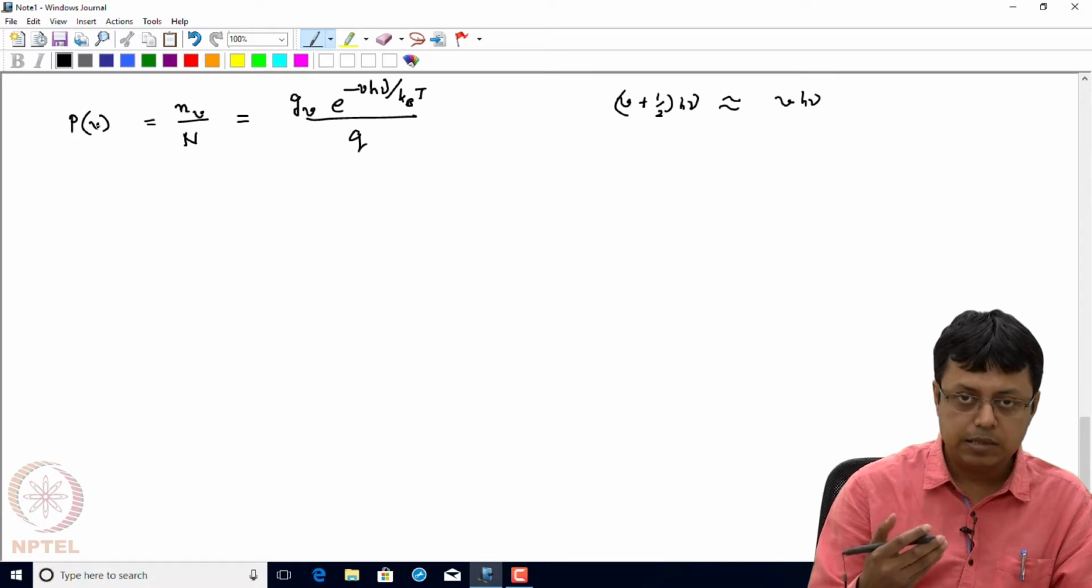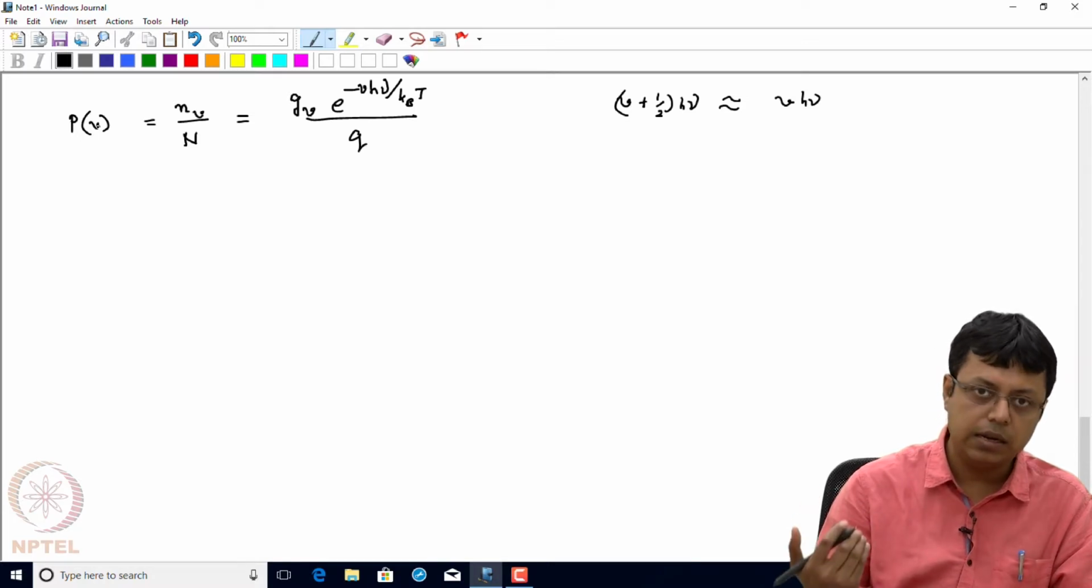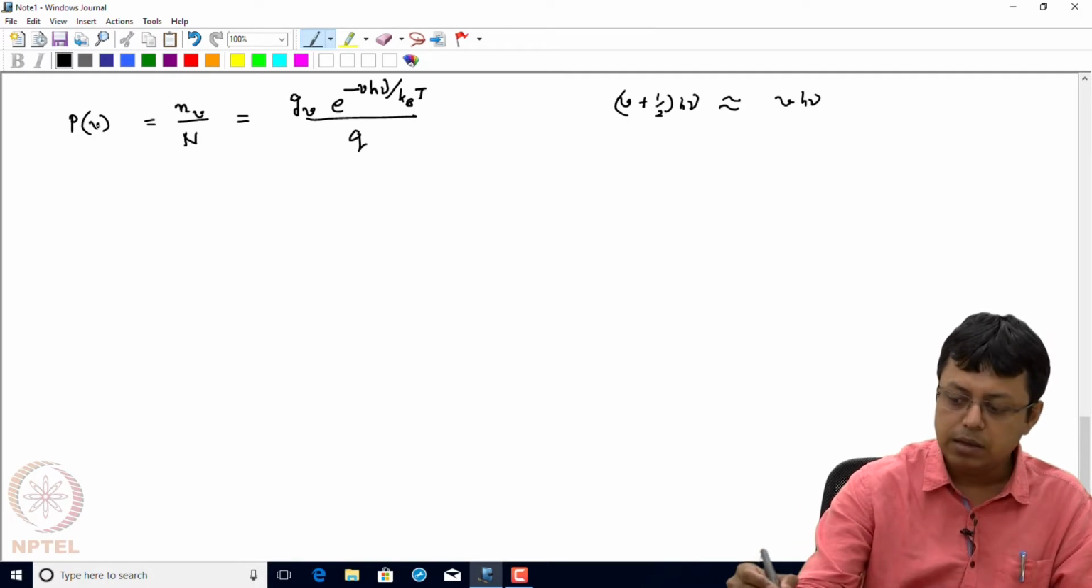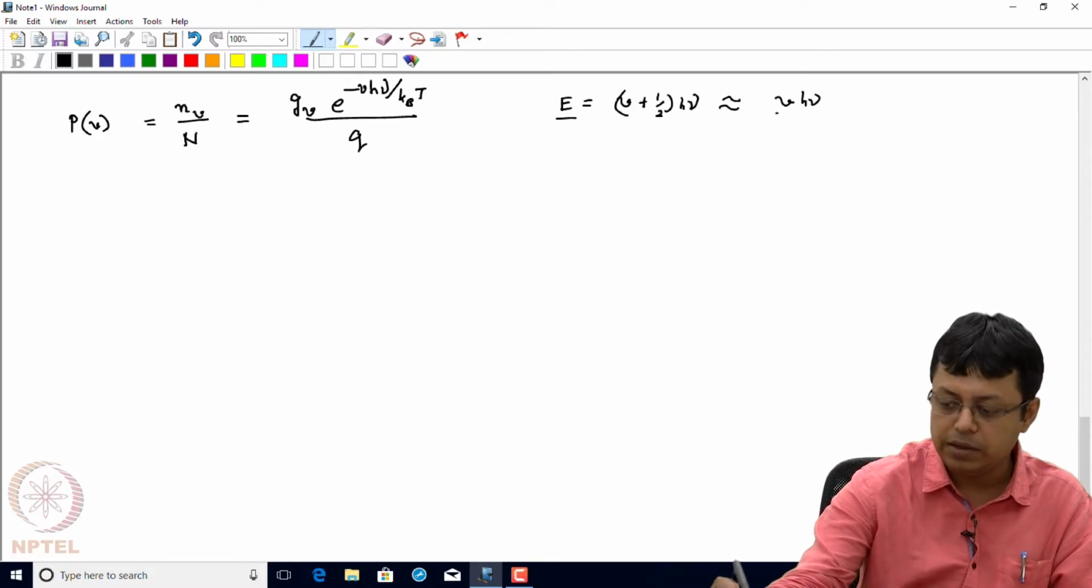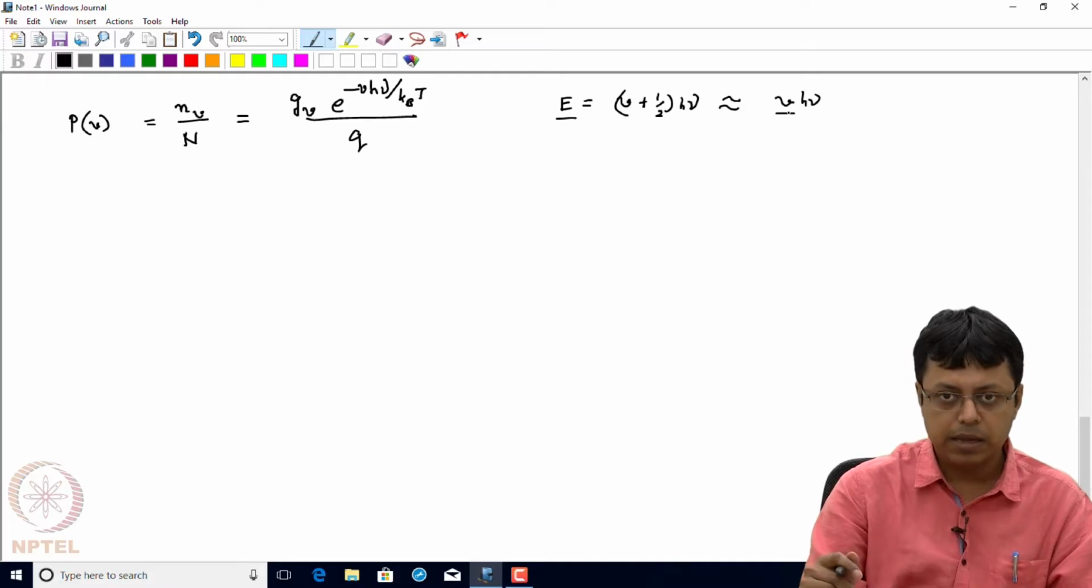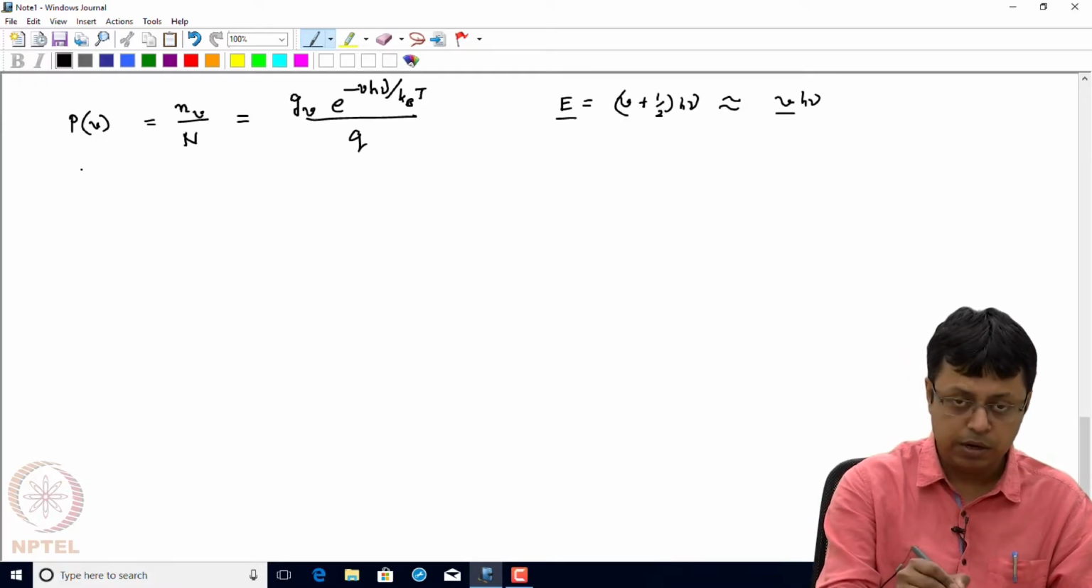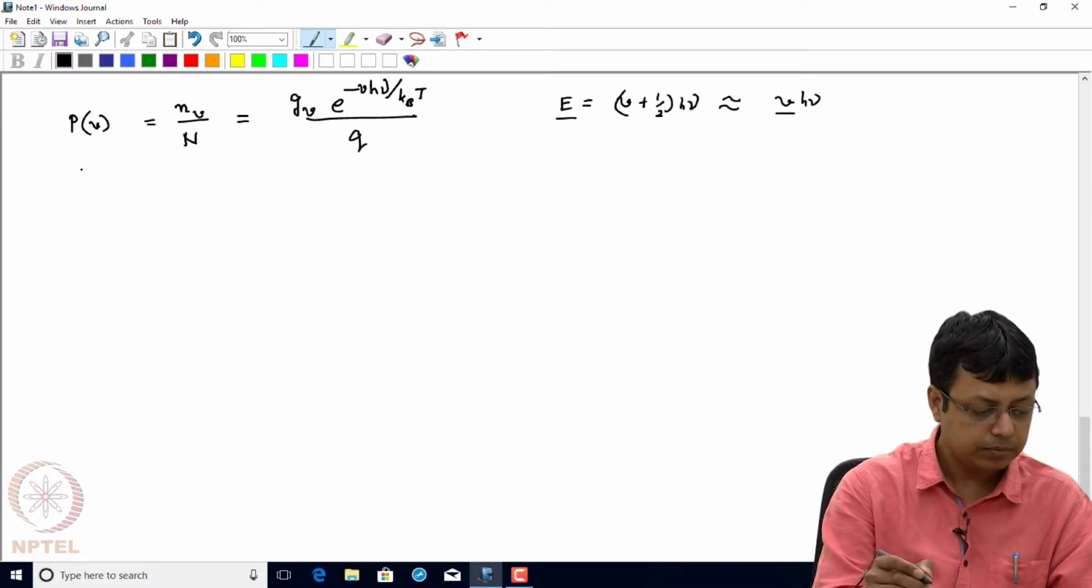Now this probability distribution is in quanta. You can directly convert it into energy, because you know the relation between E and V. If you just multiply by h nu, it will give you the probability in energy. Now in this way one can get an expression for the rate constant, and again I'm not going into the details.